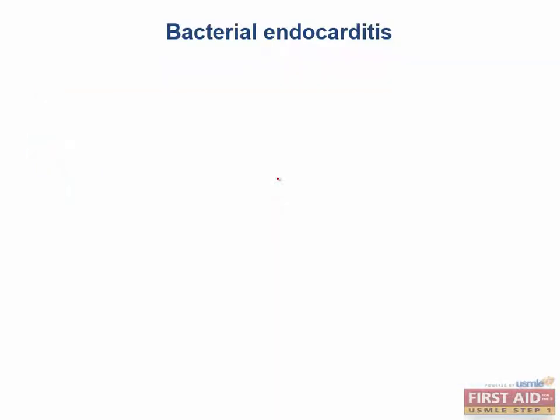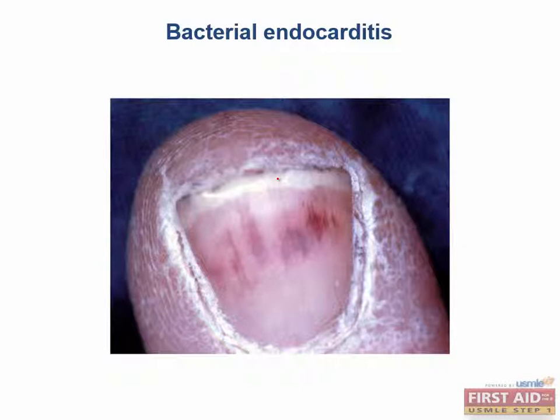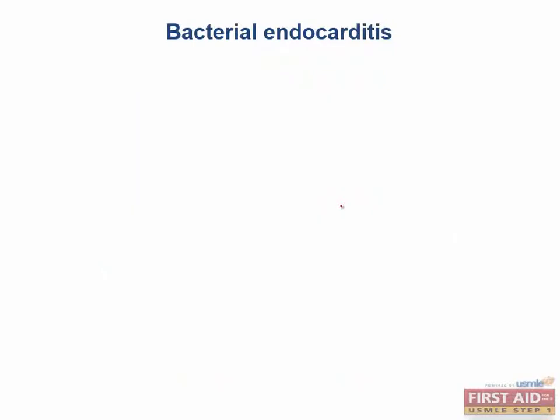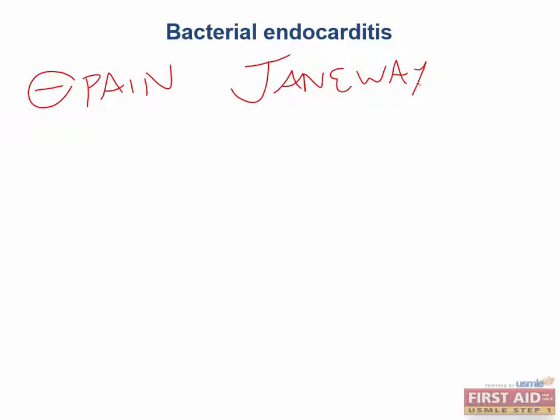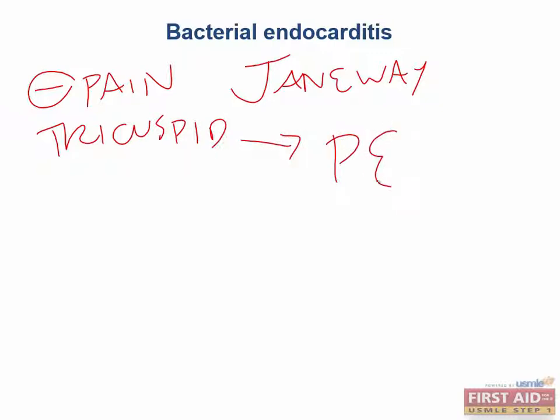We may also see these bad boys. These are splinter hemorrhages. This occurs from emboli occluding the tiny arterioles of the nail bed. So emboli can also be distributed into the vasculature of the palm or soles, causing painless erythematous lesions, which we call Janeway lesions. If the vegetations are occurring on the tricuspid valve, they can actually break off and enter the pulmonary vasculature and cause pulmonary emboli.